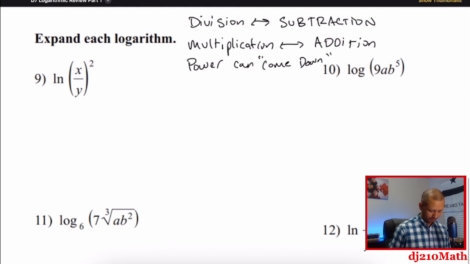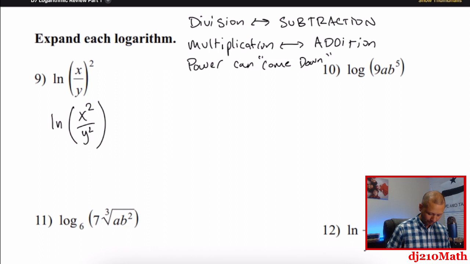All right, so number 9. Natural log of x over y squared. First thing I'm going to do is apply the power to what's in the argument. Yeah, I could bring the power down, but I think it's all technique. I want to apply the power first. That's just my personal thing. So natural log of x squared over y squared.